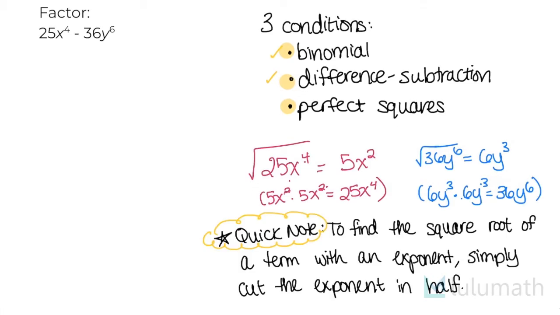So a quick note here is that if you want to find the square root of a term with an exponent, simply cut the exponent in half. So for example, here we have x to the power of 4. Half of 4 is 2.